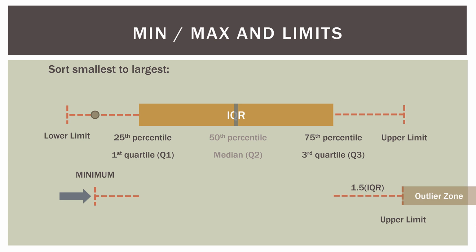Now the same would hold true on the right. So if we had a maximum value that fell between the third quartile and the upper limit, we would move the whisker to the left and shorten it as well.